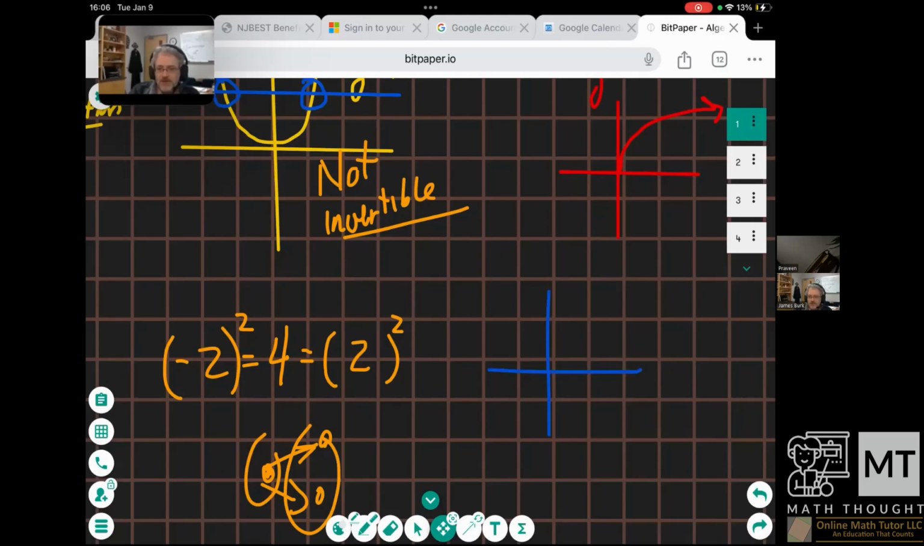So if I restrict this and only look at, let's say, non-negative values, then you're absolutely right, look at the graph y equals x, and you flip it along that axis. If you flip it along this axis, look at the graph you're going to get.